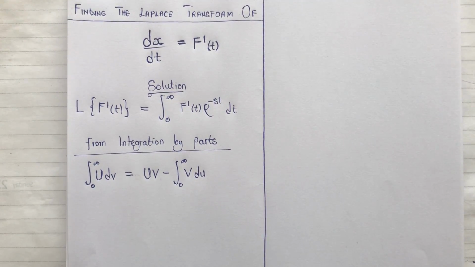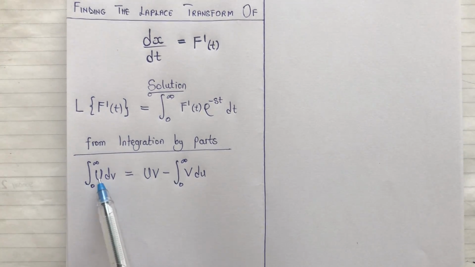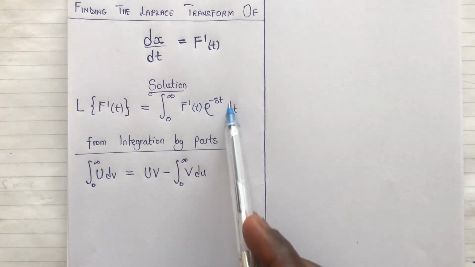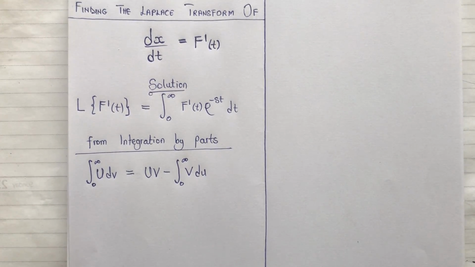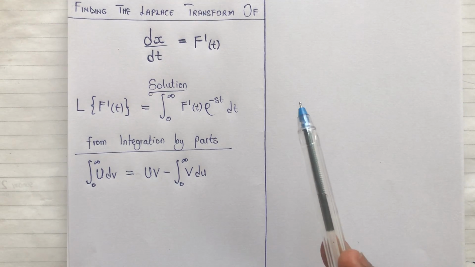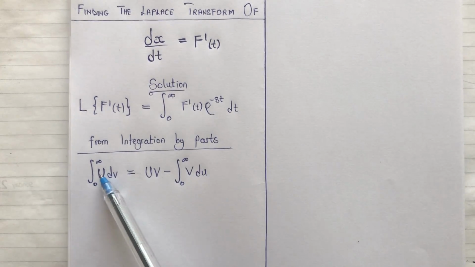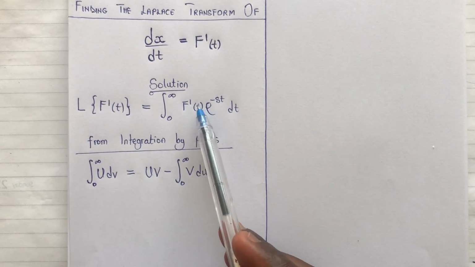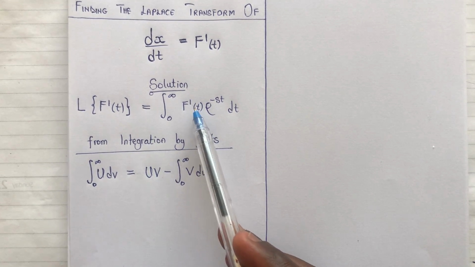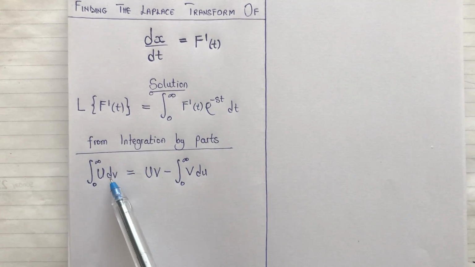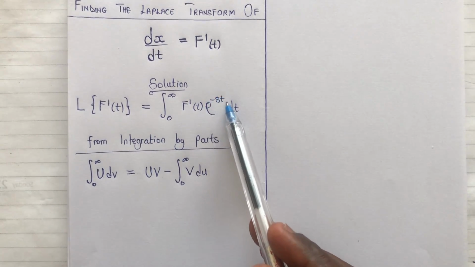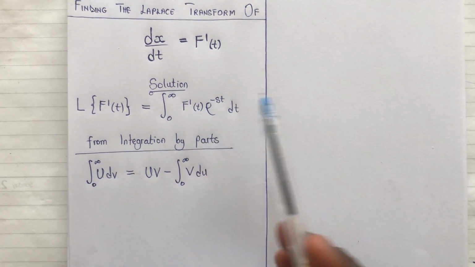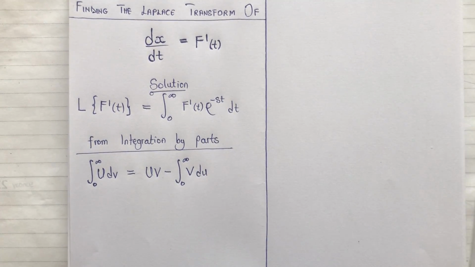Now, be very careful which of the functions you choose to represent u and which of them should represent dv. For this function, it is very easy to choose. For other functions that are not in this form, you can just pick the first one as u and the second one as dv. But watch carefully. This function is the first derivative, f bar of t, so I pick it to represent dv. Then I'll use e to the power minus st to represent u. This is because multiplication is commutative. It is very important I do that.